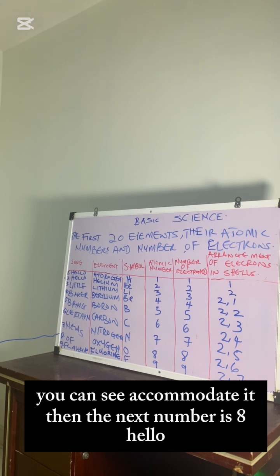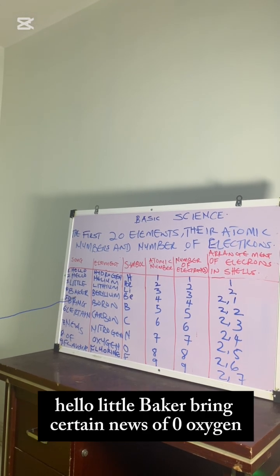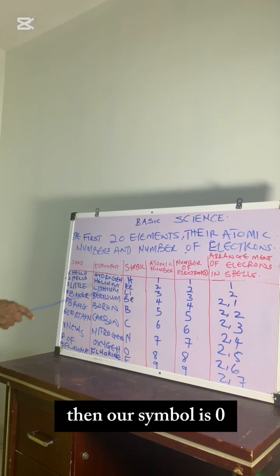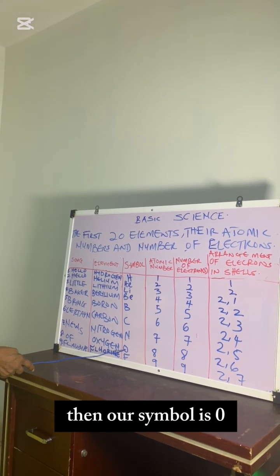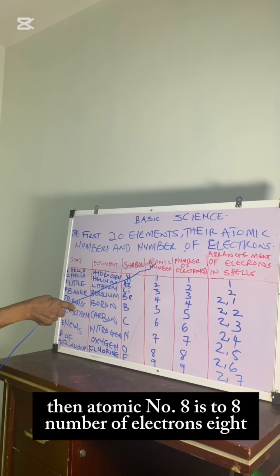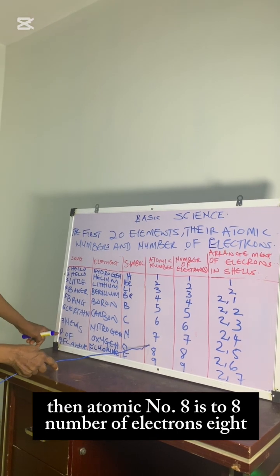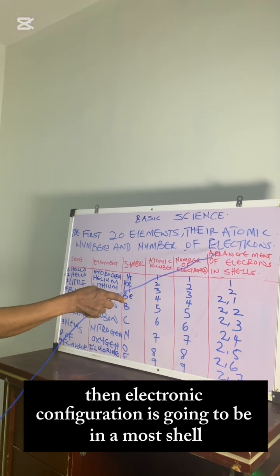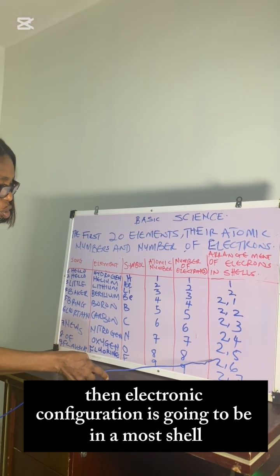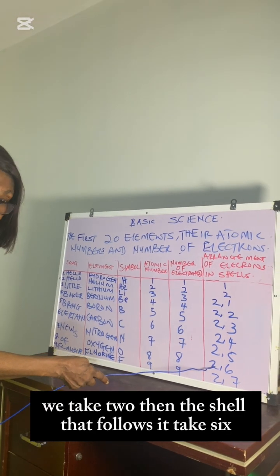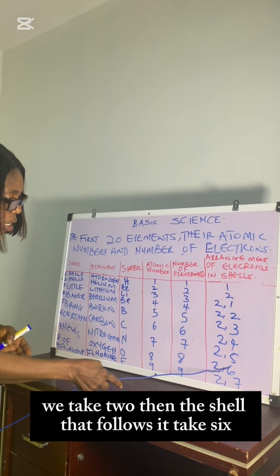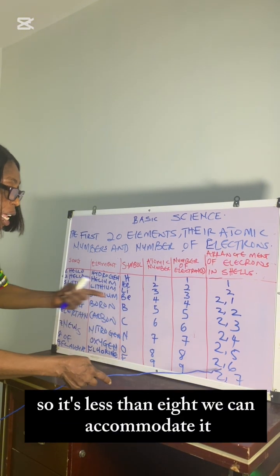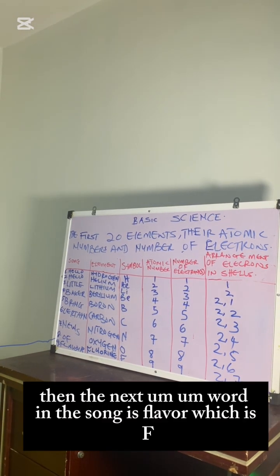Then the next number is 8. "Hello little Baker, bring certain news of O": oxygen. Then our symbol is O. The atomic number 8 is still 8, and the number of electrons is 8. Then the electronic configuration is going to be: the innermost shell will take 2, then the shell that follows it takes 6. Remember, it can take a maximum of 8, and we still have 6, so it's less than 8. It can accommodate it.